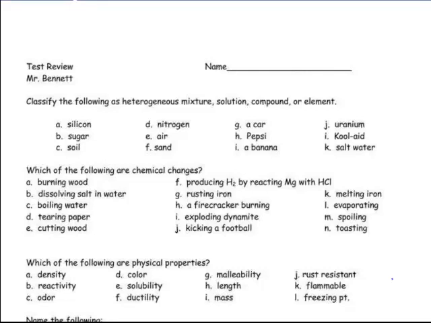All right, so for our test review, Unit 2. Our first section is going to be multiple choice, and the multiple choice will come from the notes, and I'll refer to that again at the end when we deal with the last few questions.